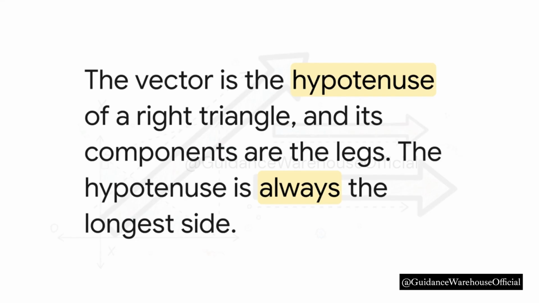The vector itself is always the hypotenuse of the right triangle, and its components are the other two sides, the legs. And as we all know from math class, the hypotenuse is always the longest side. The only way a component can even be equal to the vector's magnitude is if the vector is pointing perfectly along one of the axes, which just means the other component is 0.